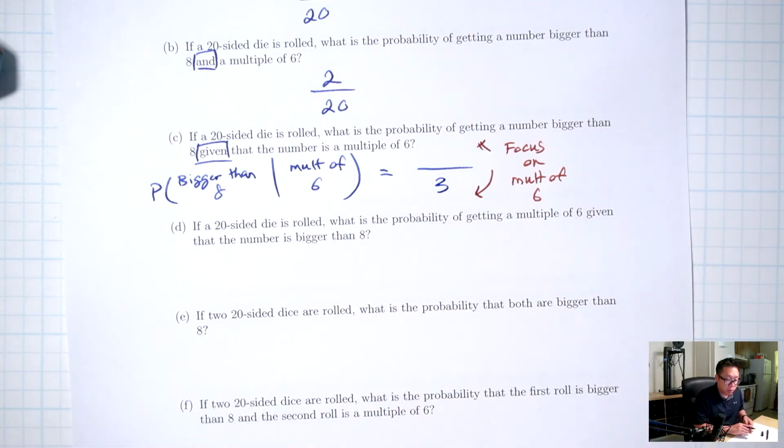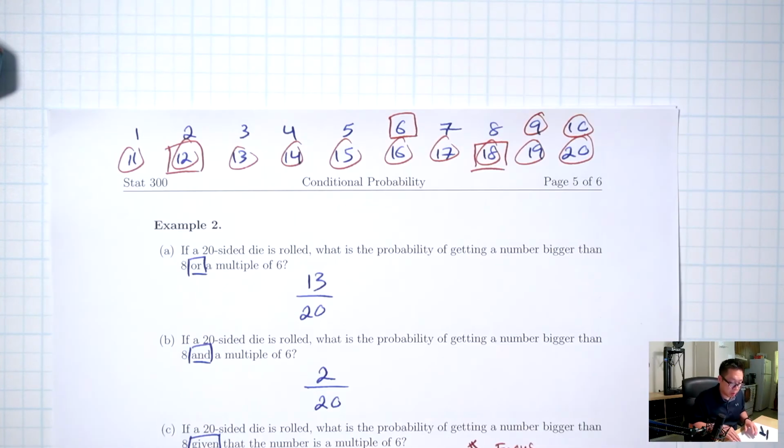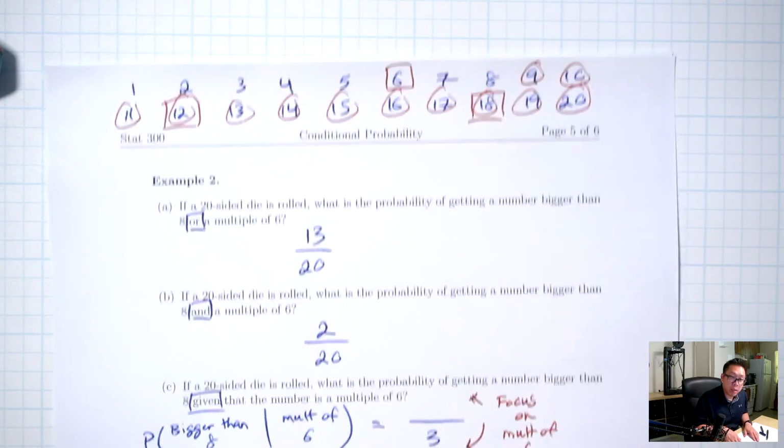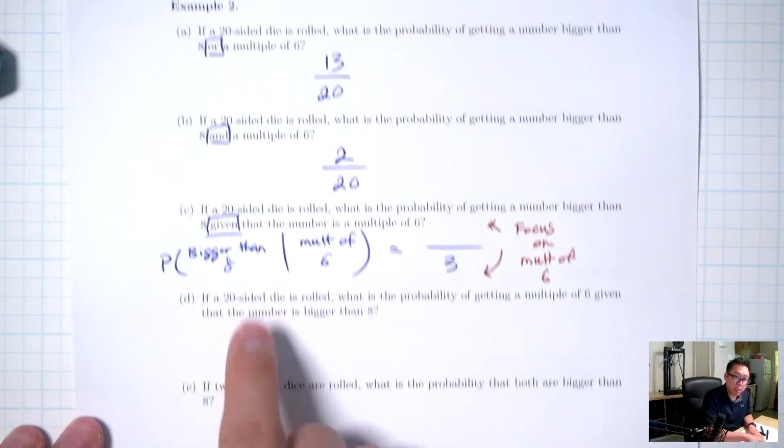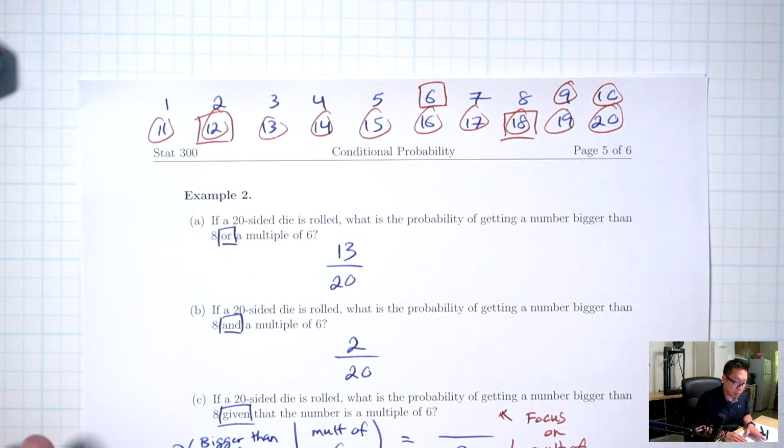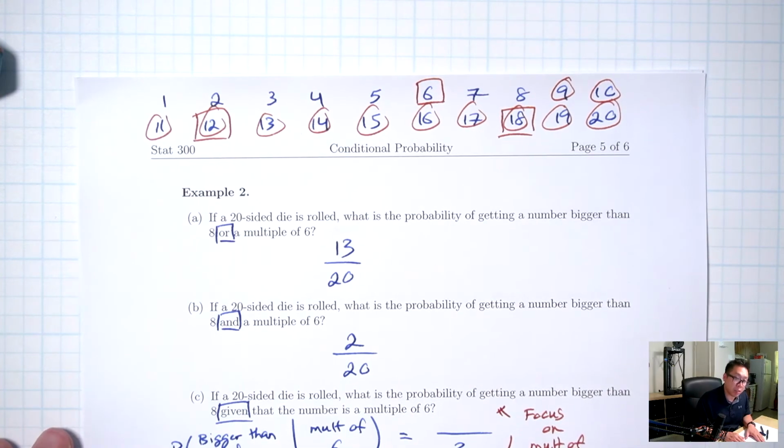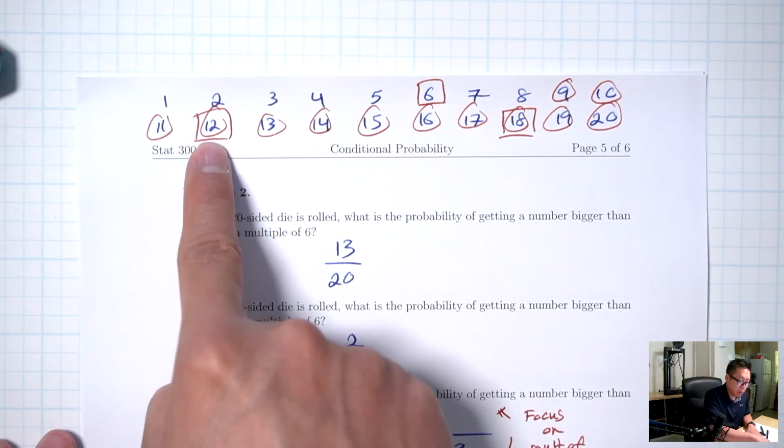And then still just focusing on multiples of 6, how many are bigger than 8? So just the multiples of 6, or just the boxes, how many are bigger than 8? Those 2.